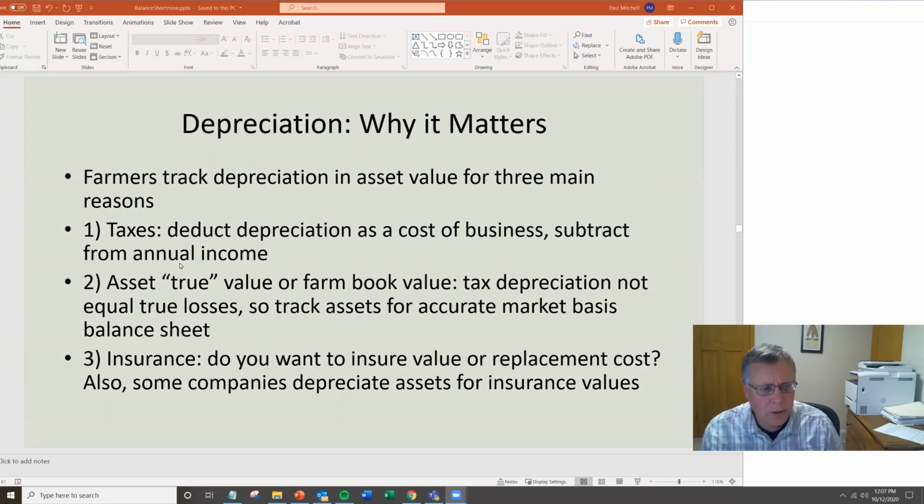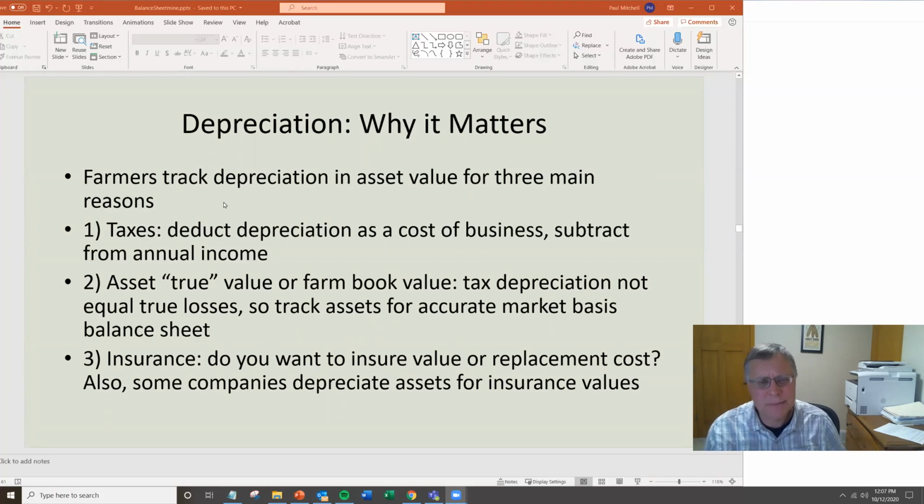The other reason is that you might want to track the true value, or the farm book value. You have a tax depreciation, but it might be different from the actual value of the asset. It's particularly relevant for market basis balance sheets. You might have machinery that's declining in value at a certain rate for tax purposes, but then there's a real rate of decline that you think is more accurate. That's what you would capture with your market basis balance sheet. You want that value for your collateral and loans, or just to have your market basis balance sheet.